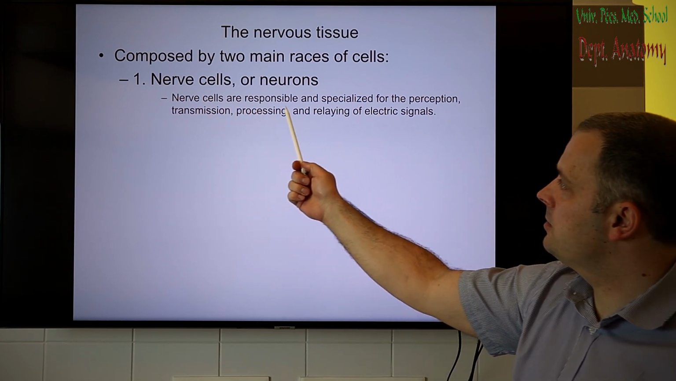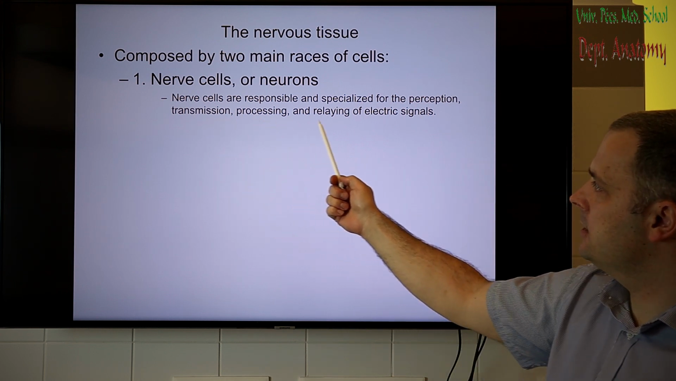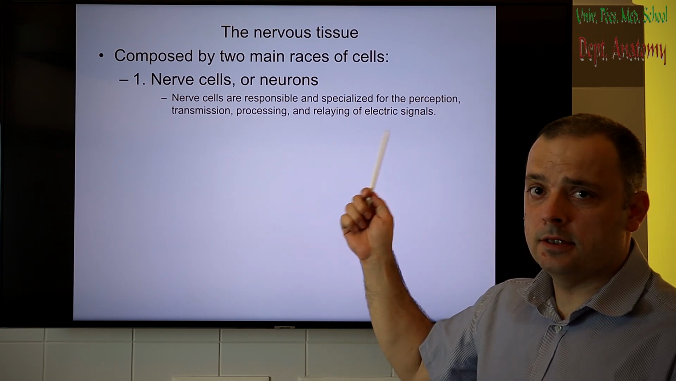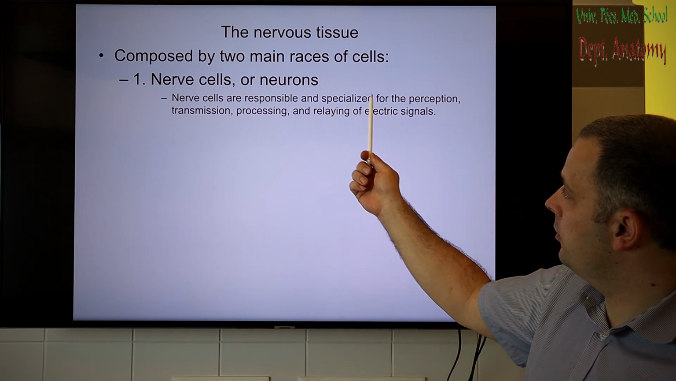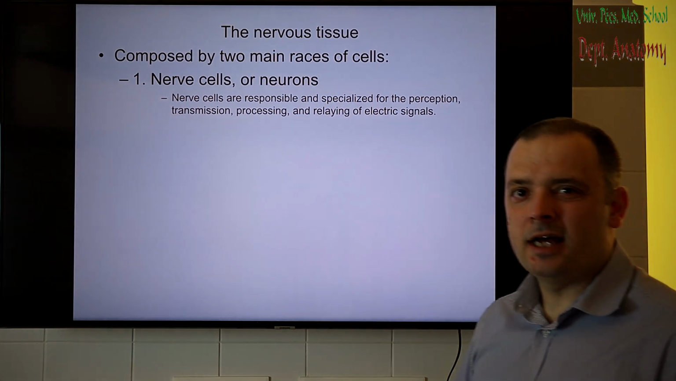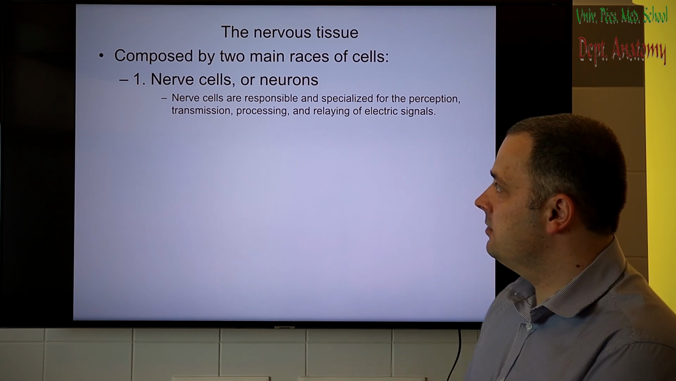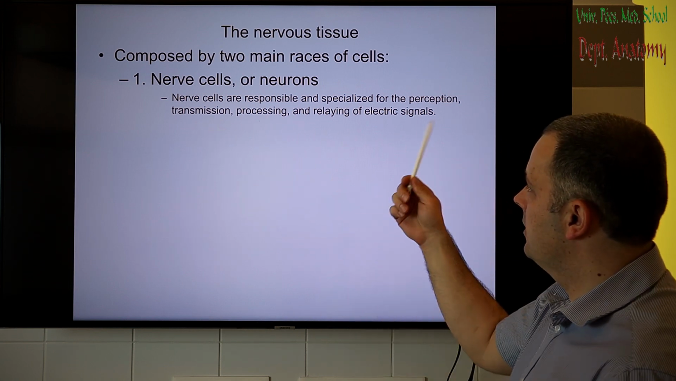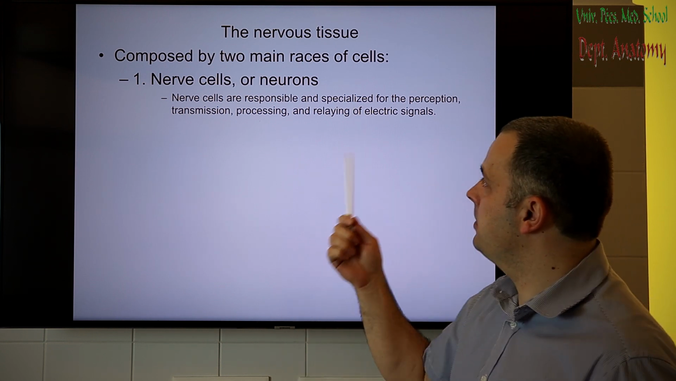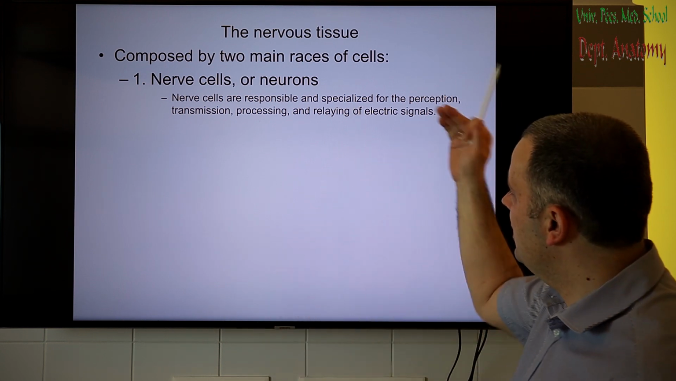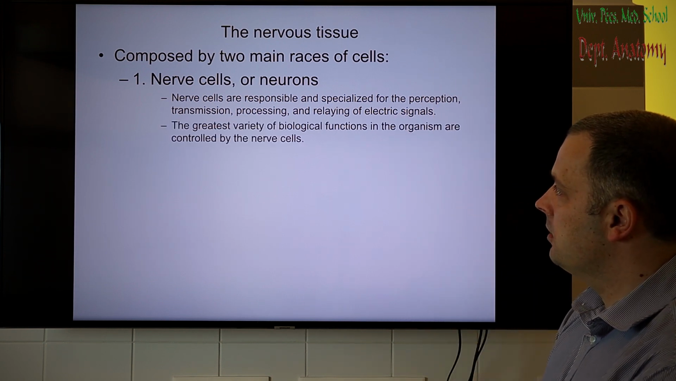Nerve cells are responsible and specialized for the perception, transmission, processing, and relaying the electric signals. This is an important sentence, an important definition, and probably the most important part is this here, specialized for. So basically, many kinds of basic tissues, the cells of those are able to perceive signals, to process them, to relay them, but they are not specialized for this function. This is the key feature of the neurons, that they are specialized for these functions.